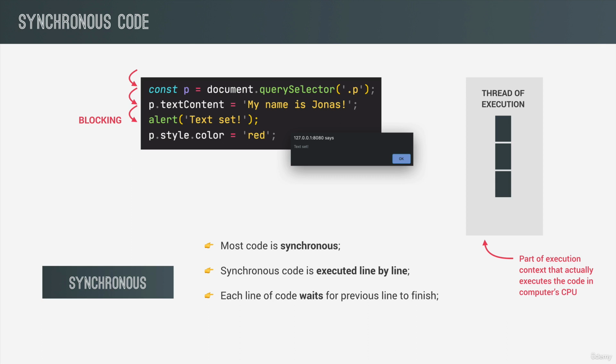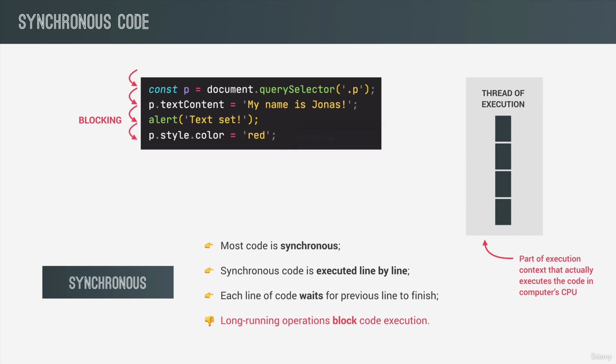And so the alert statement is a perfect example of a long-running operation which blocks execution of the code. So again, only after we click OK, the window disappears and the next line can run. So this is hopefully a nice illustration of the problem with synchronous code.